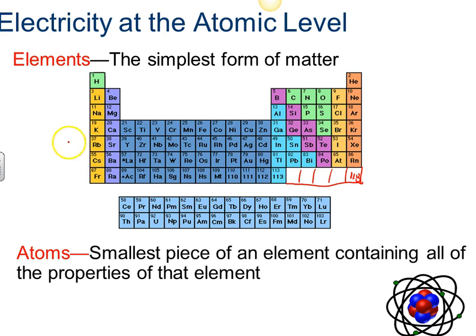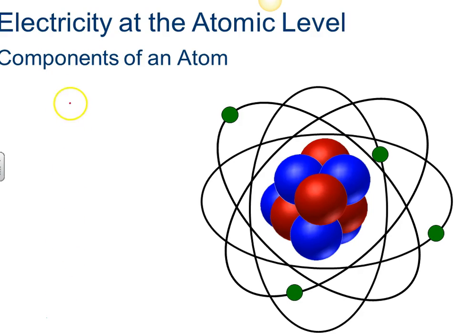For these elements, the simplest form of matter, each element is made up of a type of atom. An atom is the smallest piece of an element that contains all of the properties of that element. Now, atoms are made up of smaller parts, but the smaller parts don't have all of the properties of the individual elements. In fact, the parts coming from different atoms would have exactly the same properties, but the arrangement of those smaller parts gives the atom its unique properties. So let's look at those smaller parts of the atom.